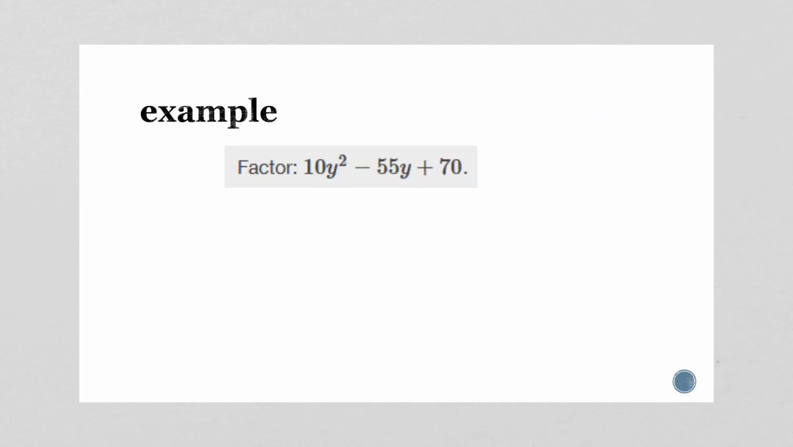All right, last example. Okay, so let's look at these. Is there a GCF? Yeah, they all end in either a 0 or a 5. That means that you can factor out a 5. Okay, so what times 5 would give you 10y squared? And that is 2y squared. What times 5 would give you a negative 55y? And then what times 5 would give you 70 plus 14. Okay, so now let's see if this is factorable.